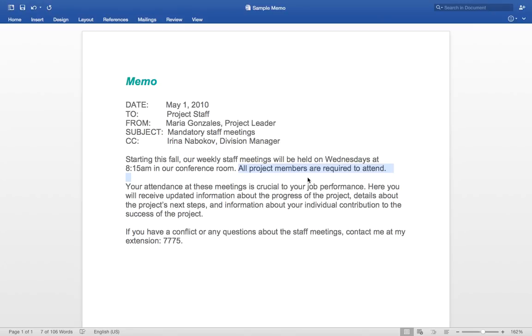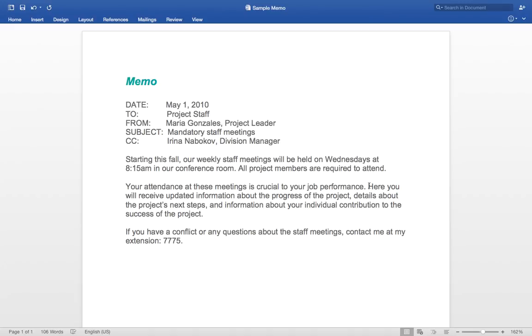It says all project members are required to attend. So if you're receiving this memo, if you're one of these people, the project member, it's very clear that you have to attend these weekly staff meetings. Now, another example of a clarified subject is in the second paragraph. And here you'll see when it notes this information.